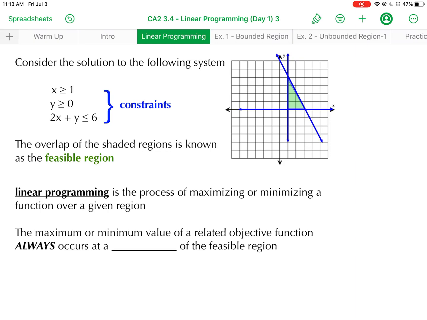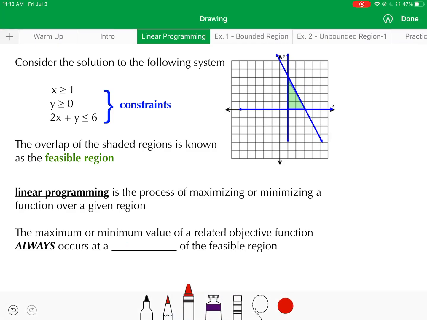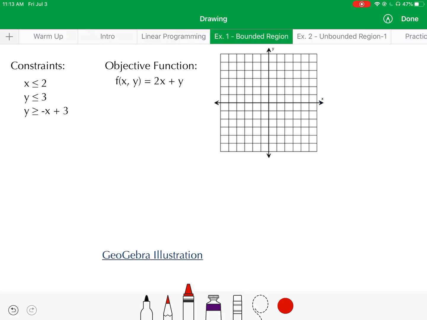The maximum or minimum value that we're trying to find for our related function always occurs at a vertex of the feasible region. So for this particular region graphed, we would want to be focusing on the three vertices of that triangle. You would take those vertices, plug them into your objective function, and see which gives you a high value and which gives you a low value. So let's get right into a complete example of this.